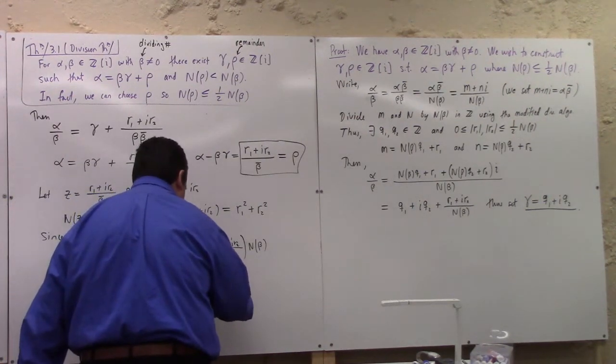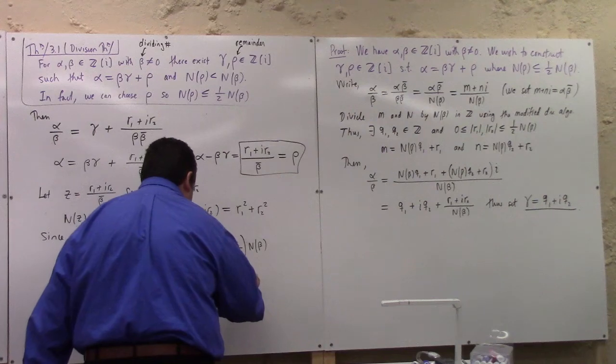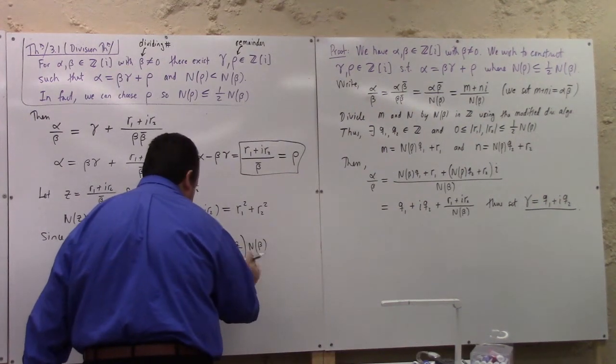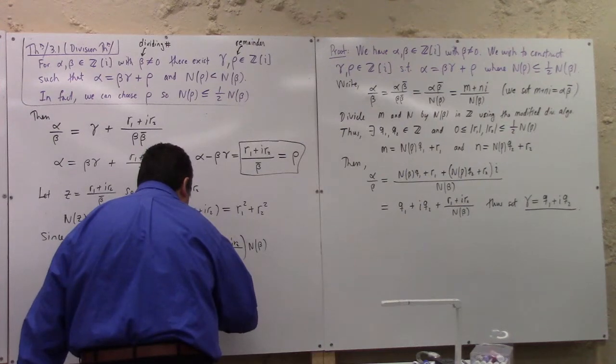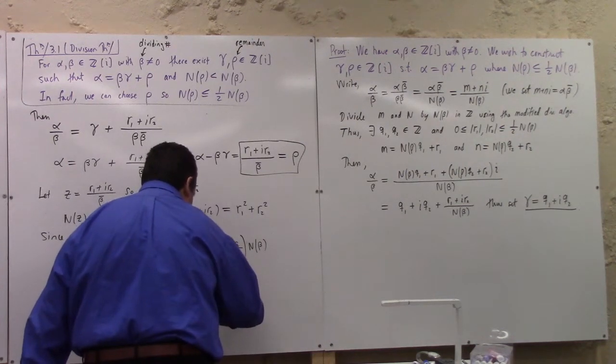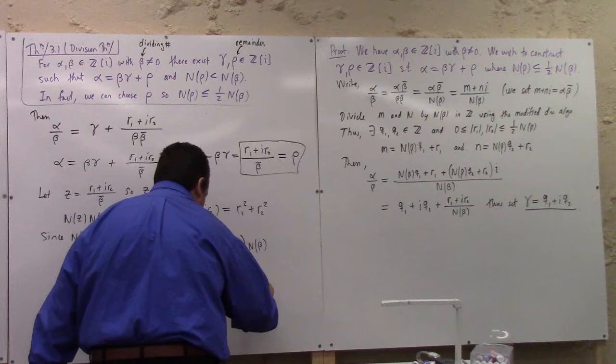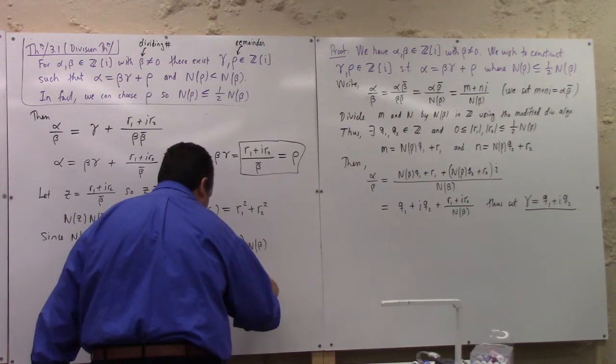But this is R1 squared plus R2 squared. Technically, it's R1 over beta beta bar squared plus R2 over beta beta bar. Remember, beta beta bar is just a number, an integer, right? So that's what this looks like.